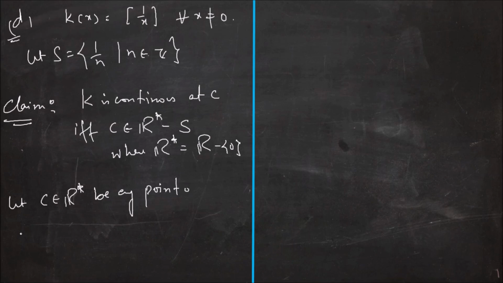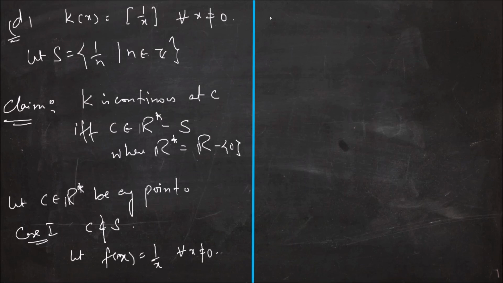We shall consider the first case when C does not belong to S. In this case, we will show that k is continuous at C. So let f(x) equal 1 by x for all x not equal to 0. Then f is continuous at C and f(C) is not an integer.